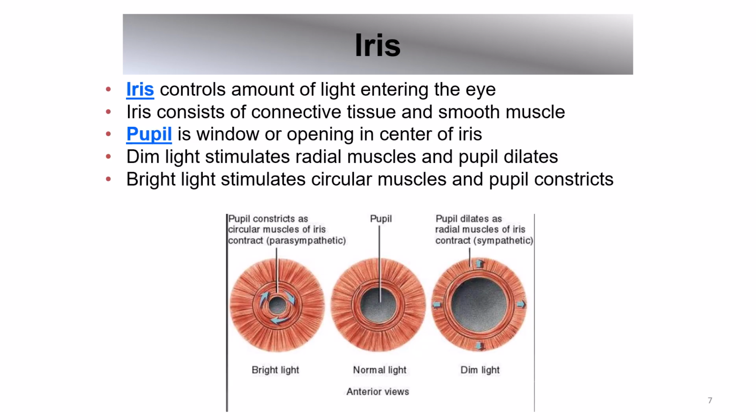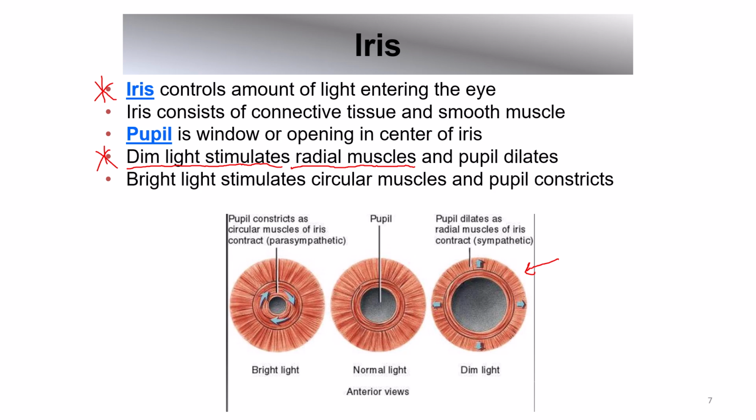Next, the iris. Iris controls the amount of light entering the eye. Now, iris is actually made up of connective tissue and smooth muscle. Pupil is the hole right in the center of the iris. In dim light, here are the radial muscles of the iris, which are the ones at the edge that we see on the picture on the right.